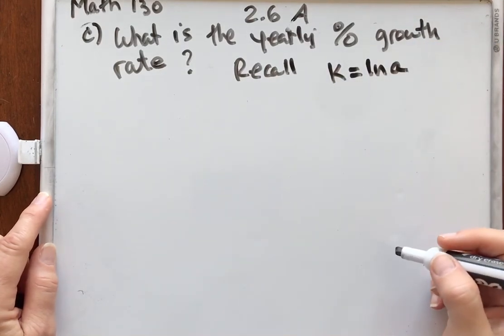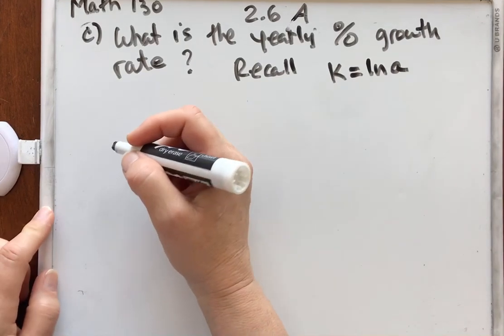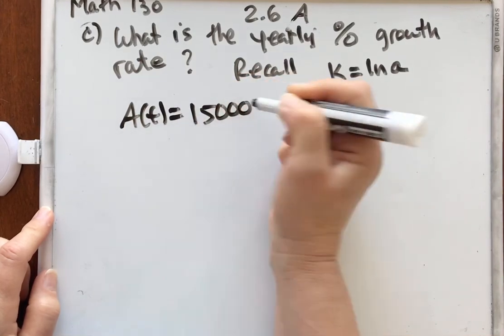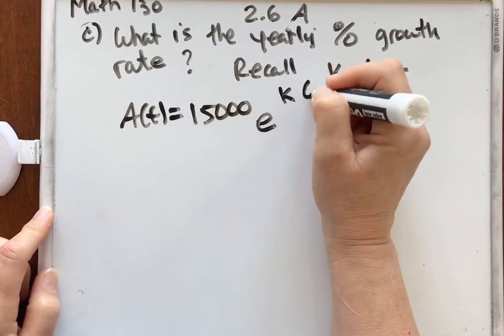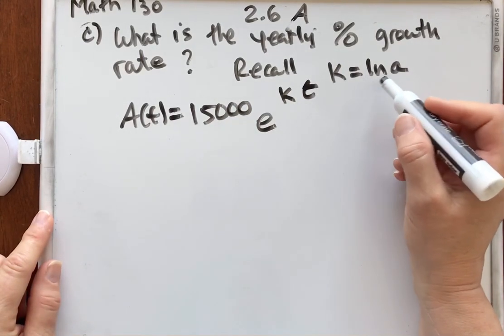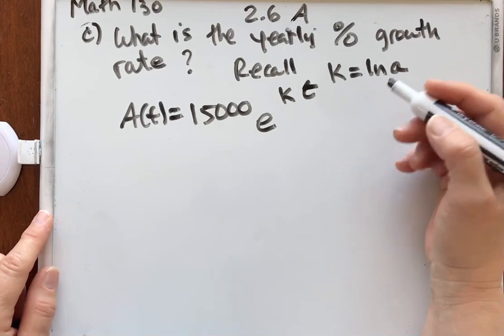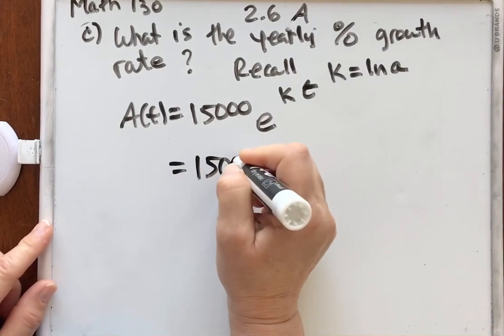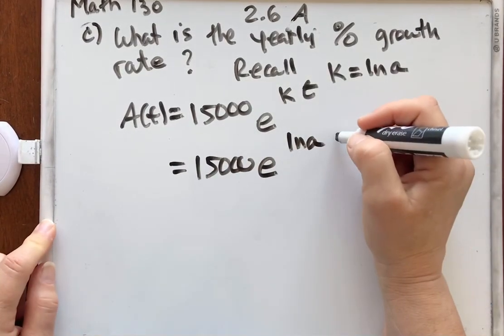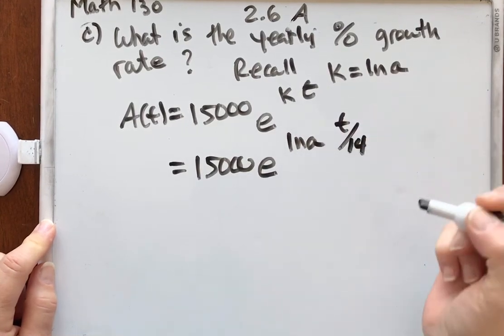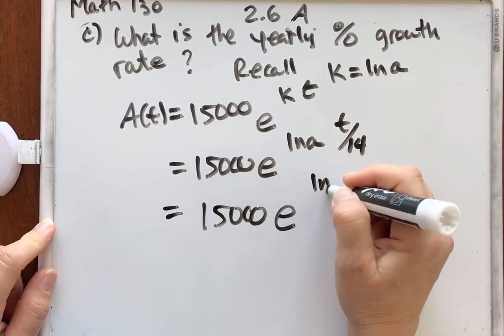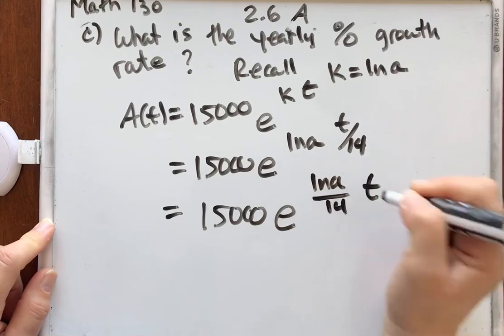So what we're looking at is A of t equals 15,000 e^(kt), where k equals ln of a. What was a? A was 3. So we're now looking at 15,000 e^(ln a times t). But remember, we had t over 14. So we're going to change this to 15,000 e^((ln a over 14) times t).